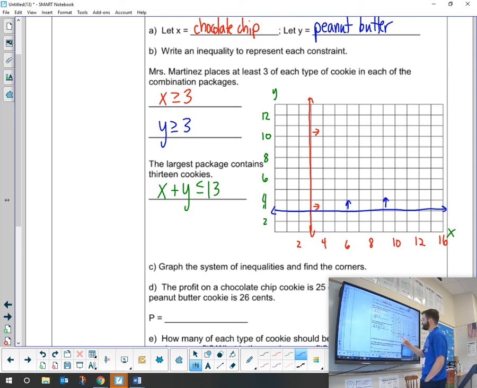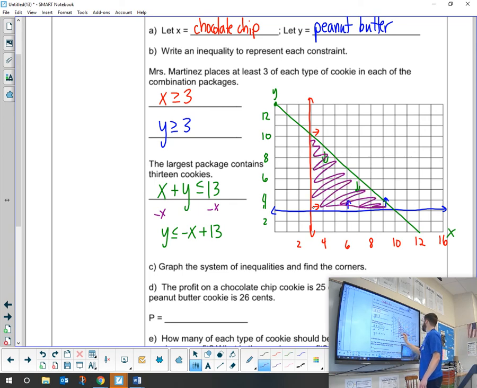And last but not least, this one. Well, I have to first solve this for y. So I'm going to have to subtract x from both sides, right? We get y is less than or equal to negative x plus 13. And now we're going to graph this. My y-intercept is going to be at 13, and we're just going to go down 1 over 1, down 1 over 1. So it's going to look like that. So this shows us what my solution set is for all of my cookies.